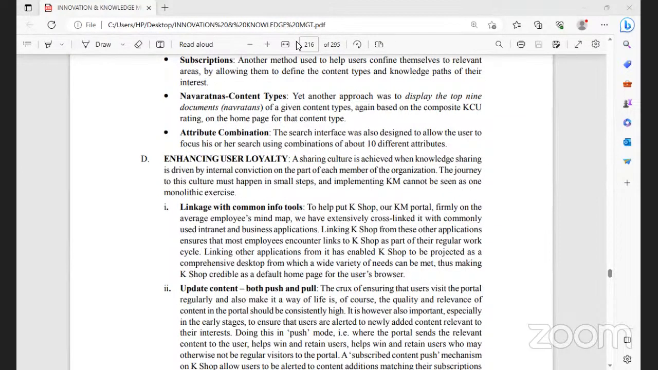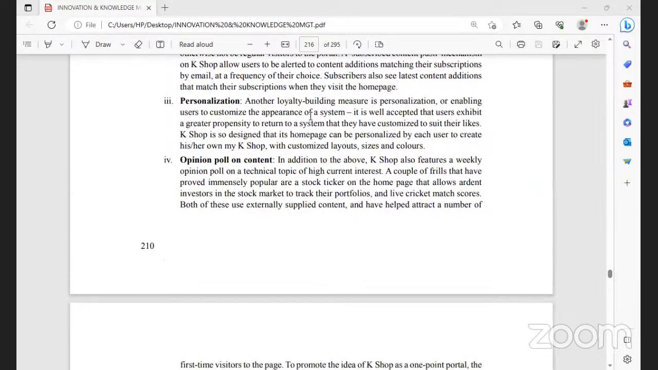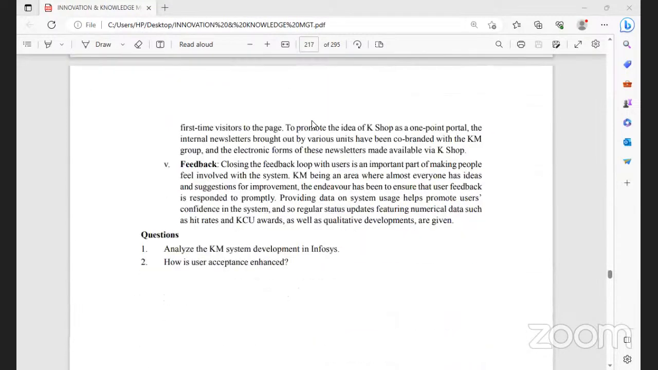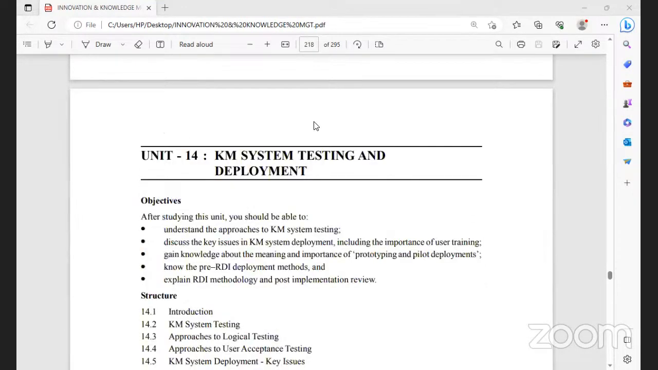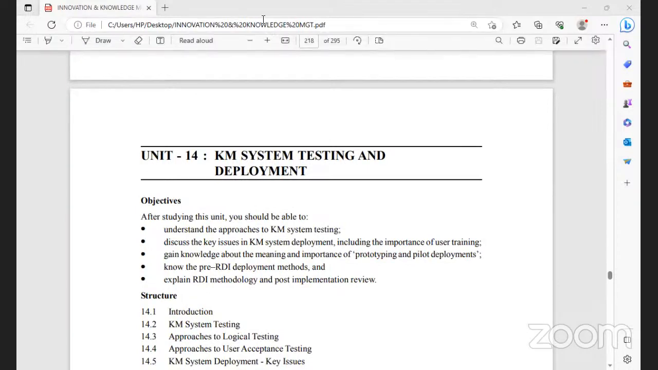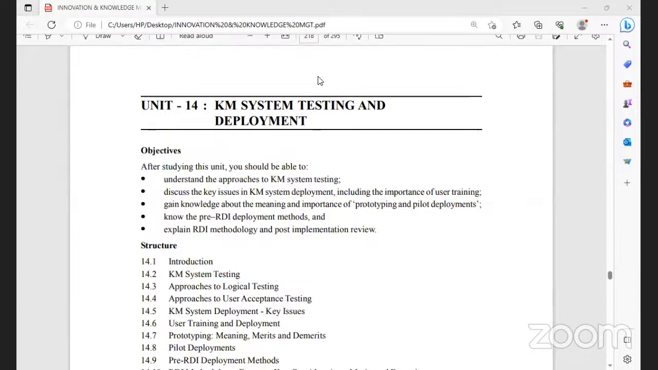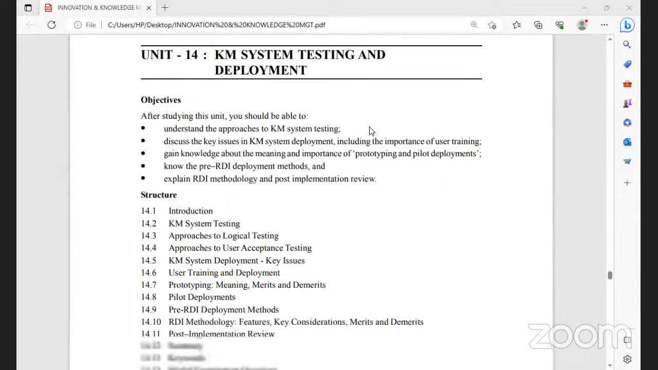Linkage with common info tools and update content with both push and pull. Personalization, opinion poll on content and feedback mechanism. These all relate to the knowledge management system, making it more qualitative and more systematized in a real-time scenario.